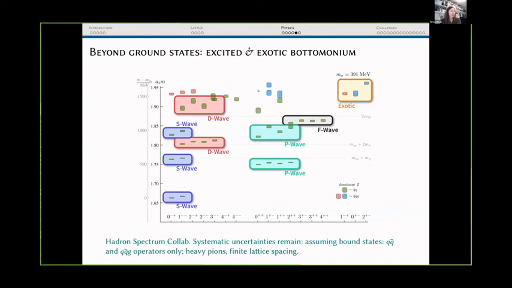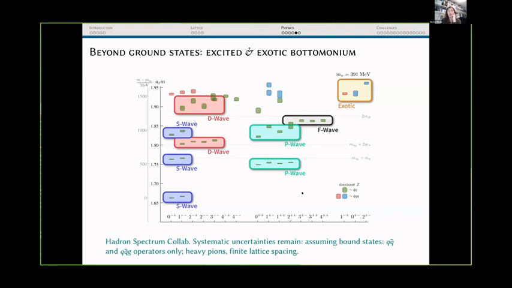Okay, so the excited and exotic spectrum was extended more recently to bottomonium. Very similar methodologies are used from light to charm to bottom. And here again, you see a very extensive spectrum has been extracted in a lattice calculation. The boxes are again the results from the lattice calculation, and the height of the boxes gives you an estimate of the statistical uncertainty.